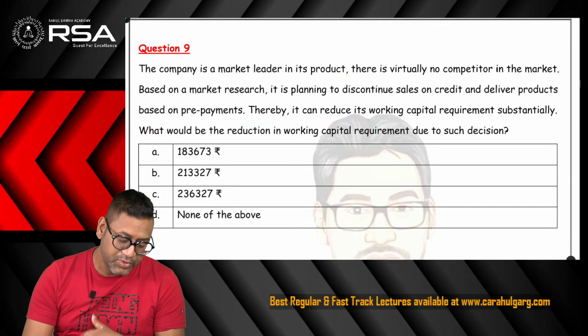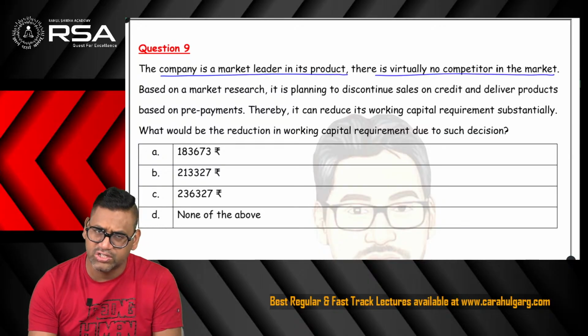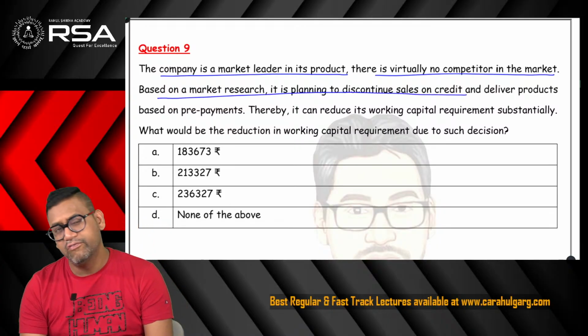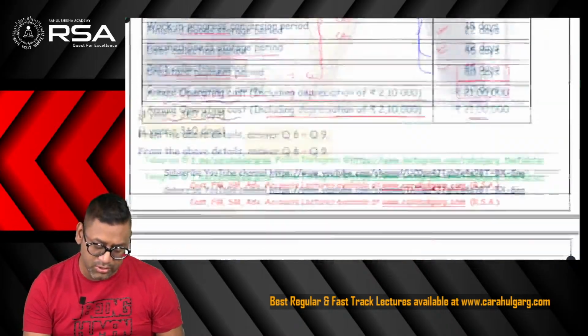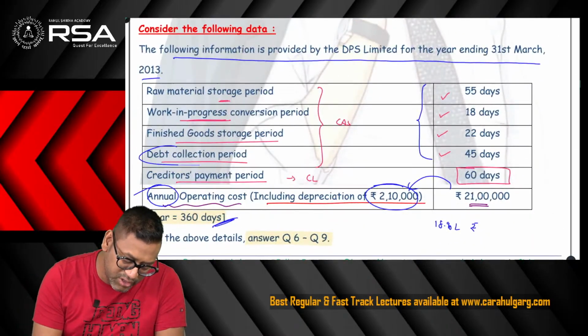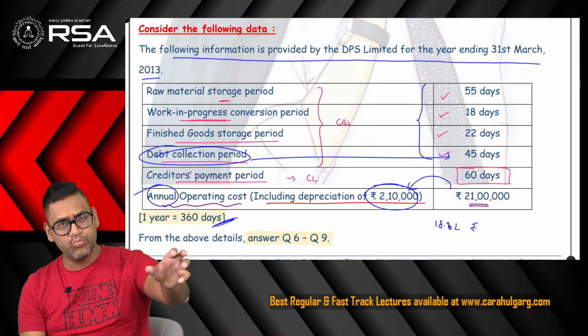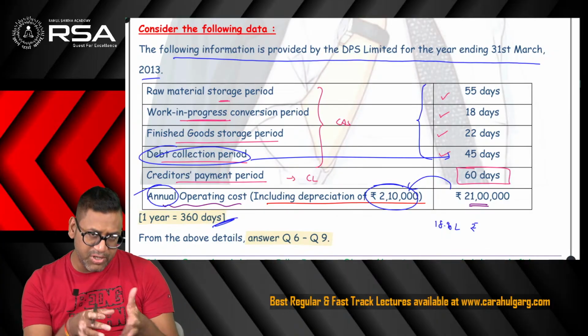So it says the company is a market leader in its product and there is virtually no competitor. So we are the leader, there is no competitor. Based on the market research, it's planning to discontinue sales on credit. When you don't have any competitor, why are you selling the goods on credit? If you see the question, it gave you this debt collection period of 45 days. Means the persons to whom you are selling on credit take 45 days, and after that period the amount is coming to you.